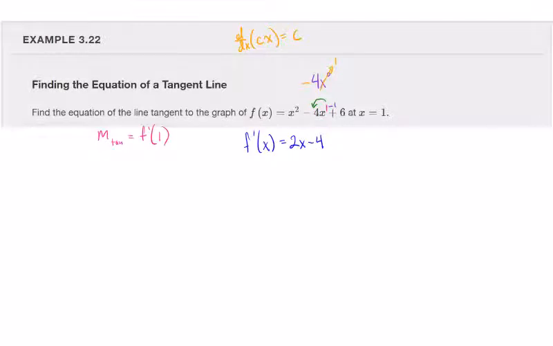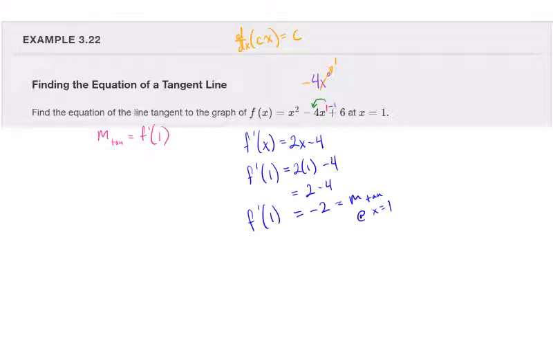And so now it's real easy to plug in whatever we want, right? In this case, what we want to plug in is 1. So we put a 1 in there, and we get 2 times 1 minus 4. That's going to be 2 minus 4, which is negative 2. So we just found f prime of 1 is negative 2. In other words, that's the slope of the tangent line at x equals 1, right? And so now we have the slope of the tangent line.